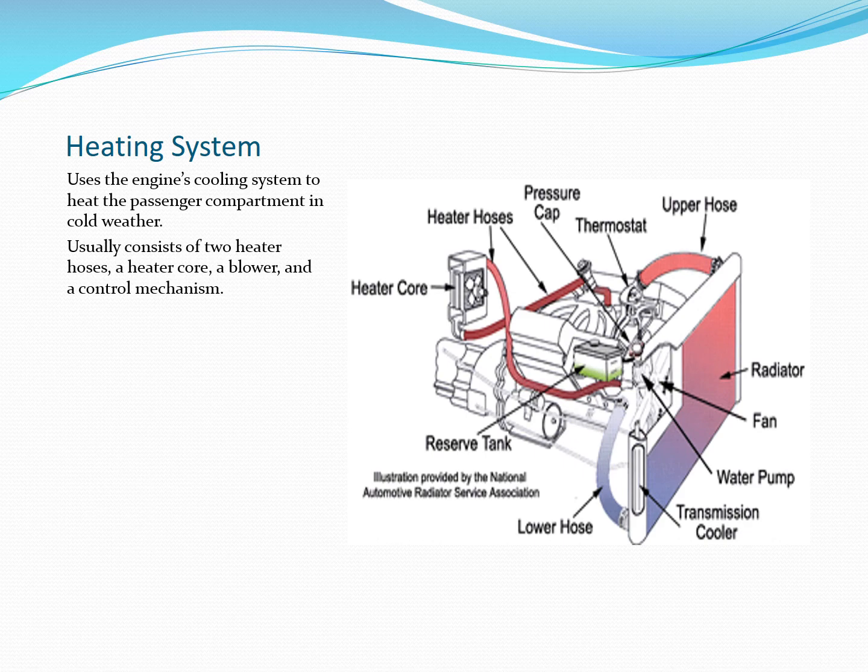This uses the engine's cooling system to heat the passenger compartment in cold weather. Remember, the cooling system's job is to remove heat from the engine. So what we're doing here is using that heat we removed from the engine to warm the passenger compartment. It usually consists of two heater hoses, a heater core, and a blower motor that blows over that heater core.